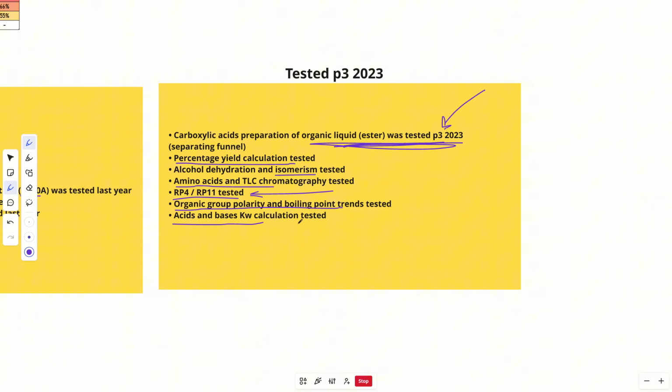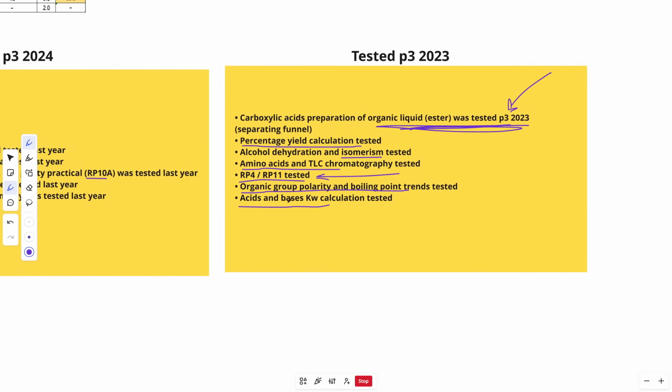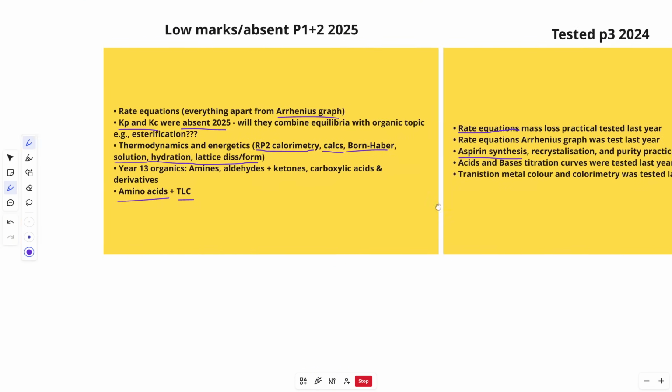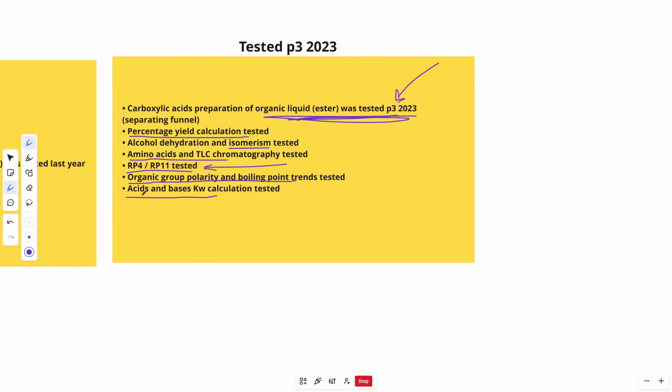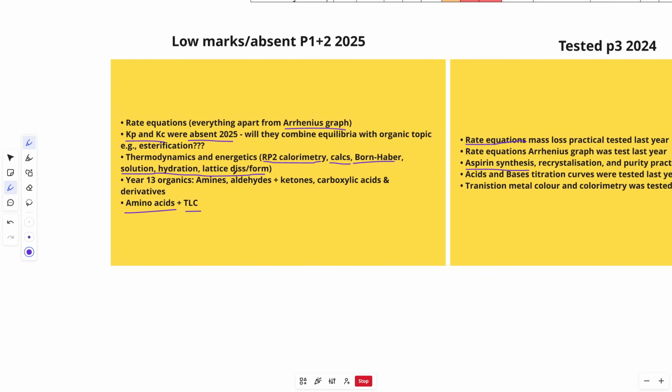And then lastly, we had an acids and bases 5 or 6 marker Kw calculation. So if there hasn't been any tough, higher mark acids and bases questions outside of buffers, they may revisit something like this as well. Okay. So I'm thinking there's going to be a mixture of calculation, either from acids and bases, thermodynamics, amount of substance, some sort of calculation I'm pretty sure is going to come up.